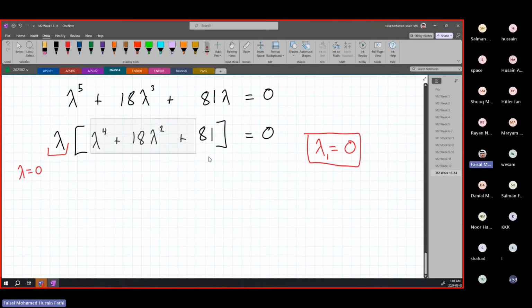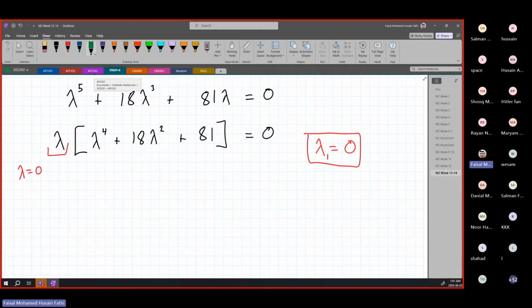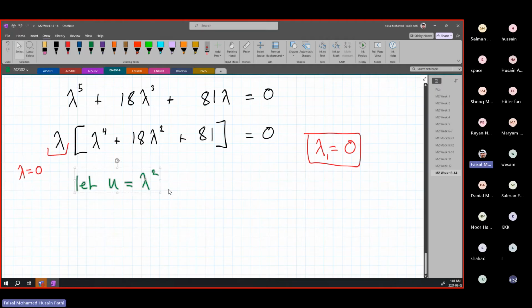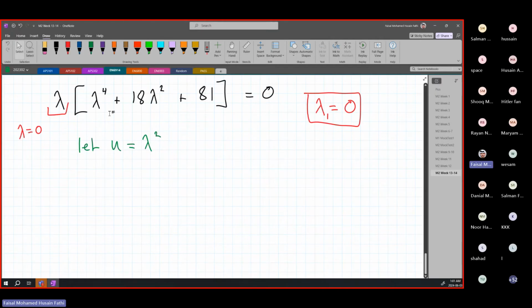Now let us analyze the remaining part, which is inside. This might look complicated and it's a fourth order and all of that, but remember that this is also a form of a quadratic equation. How so? I am doing this just to simplify it so you see how to solve it. Let u equal lambda squared, for just the middle part. Now we're just analyzing the middle part. So we're going to get u squared plus 18 u plus 81 is equal to 0.